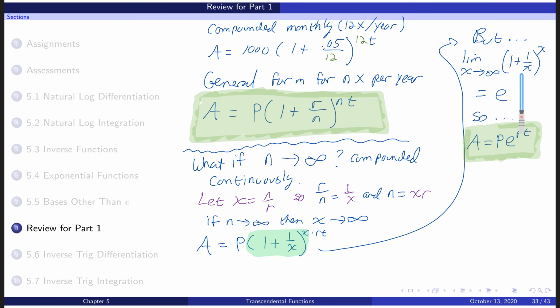We'll prove this later in the year, but (1 plus 1 over x) raised to the x as x approaches infinity is e. So everything in the green highlighted section here gets replaced with e, and the formula for continuous compounding is A equals P times e raised to the rt. So that's the formula for continuous. This is the formula for regular compoundings.